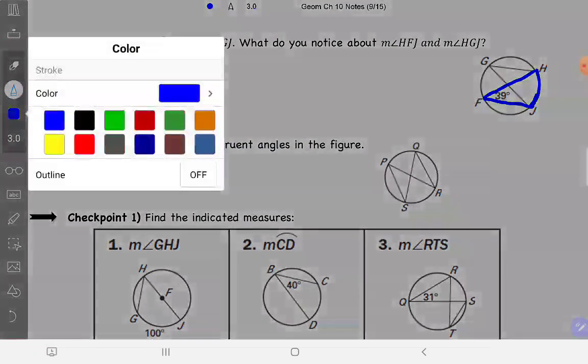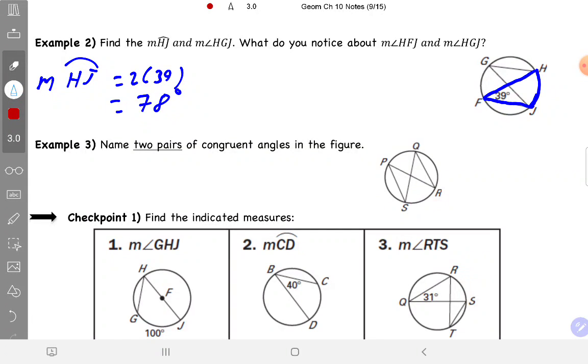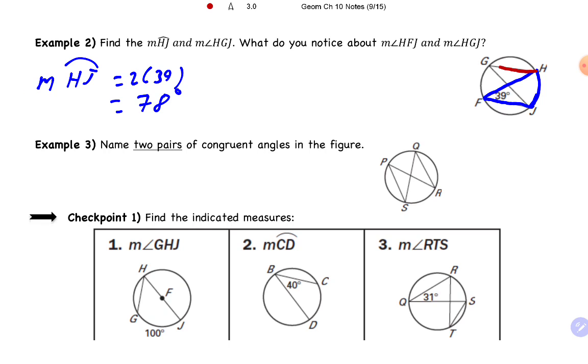Okay, and then let's look for HGJ. Because they have the same arc here, that means same intercepted arc, that means the measure of angle HGJ is the same as that 39. And what do you notice about HFJ and HGJ? They are the same.